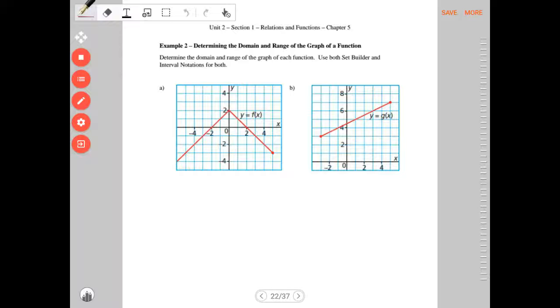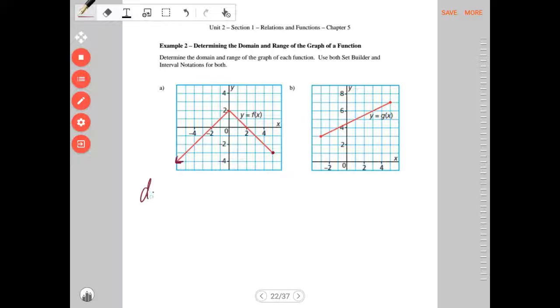Determine the domain and range of the graph of the function. Use both set builder and interval notations. In this one, see how there's a closed dot right there? That means the graph stops. See, there's no dot on the end of this. Usually we use arrows to show this, but if there's no dot, it just keeps going forever. That's what we have to do.